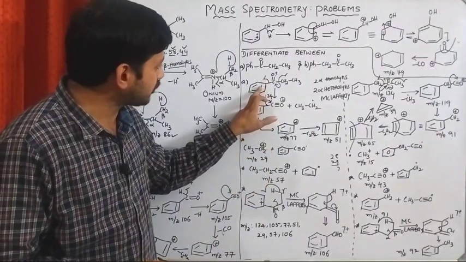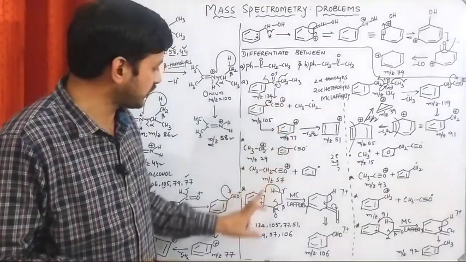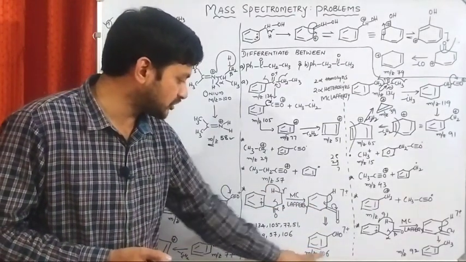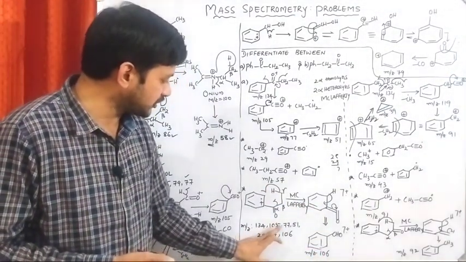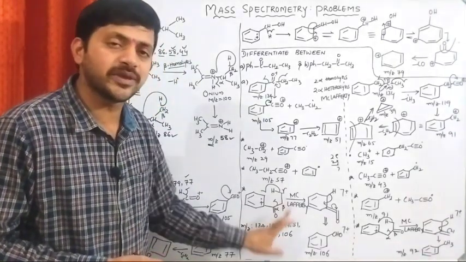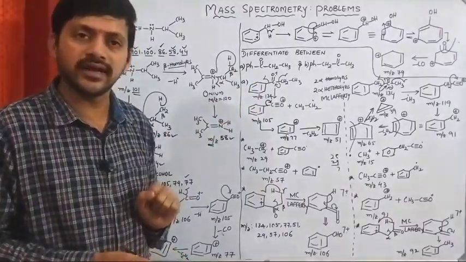See this one, with respect to this pi bond, alpha, beta, gamma. So it is involved in the McLafferty rearrangement. Here the 106 peak. So finally 134, 105, 77, 51, 29, 57, 106. These many peaks will appear for this particular compound A.